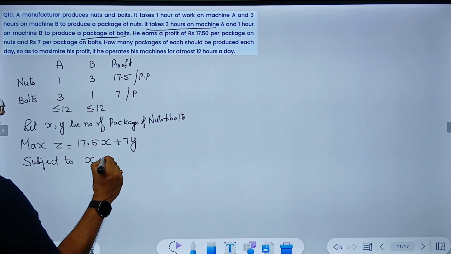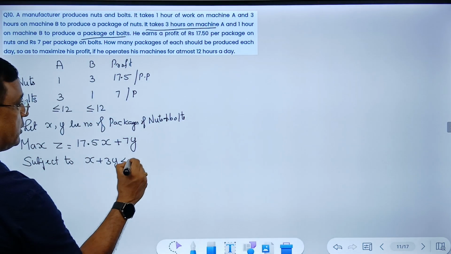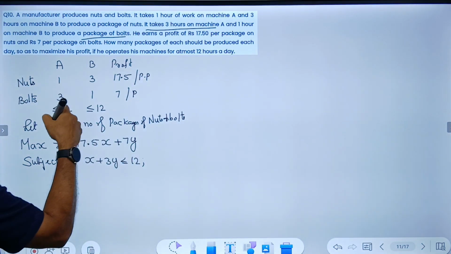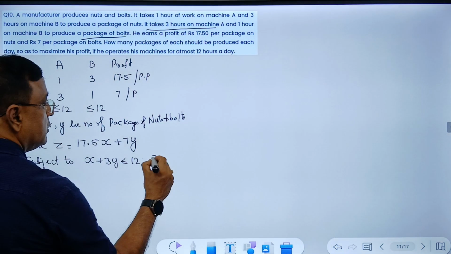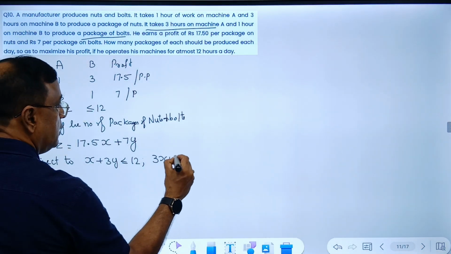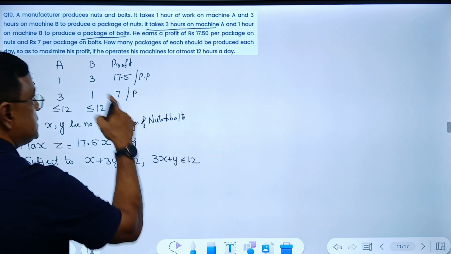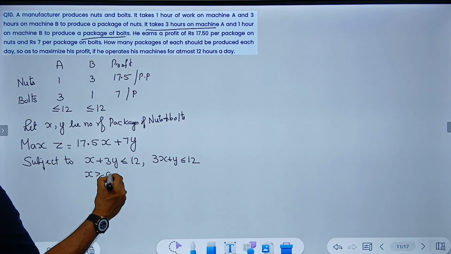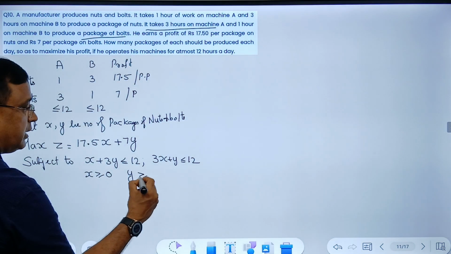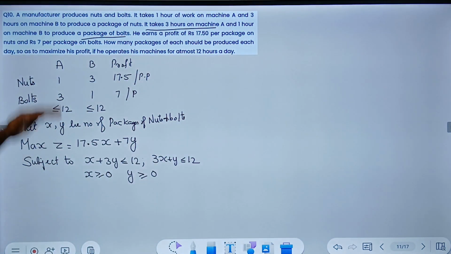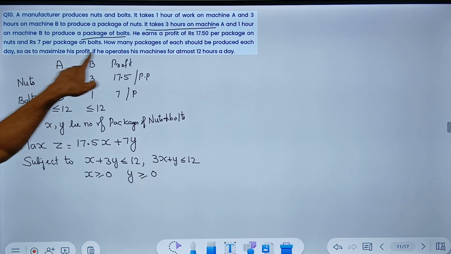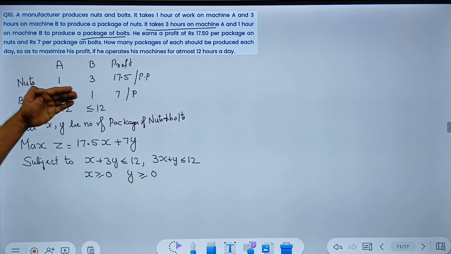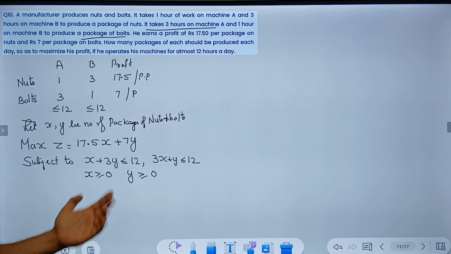x plus 3y is less than or equal to 12. First constraint. The second constraint: 3x plus y less than or equal to 12. The third one is the non-negative constraints: x greater than or equal to 0, y greater than or equal to 0. So I have formulated the LPP. Very simple. The moment you get this chart done properly, the rest of the things are very, very simple. I hope you understand that.